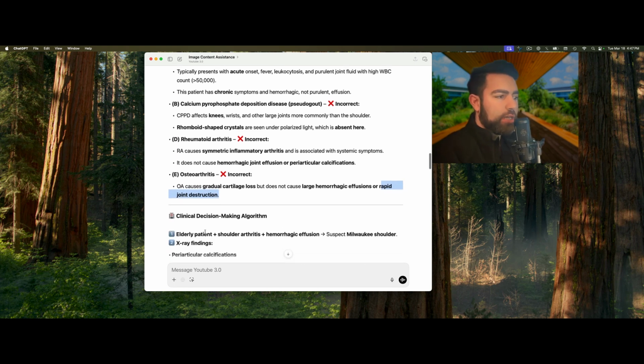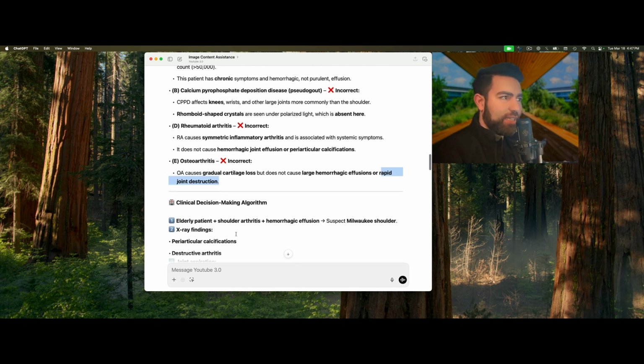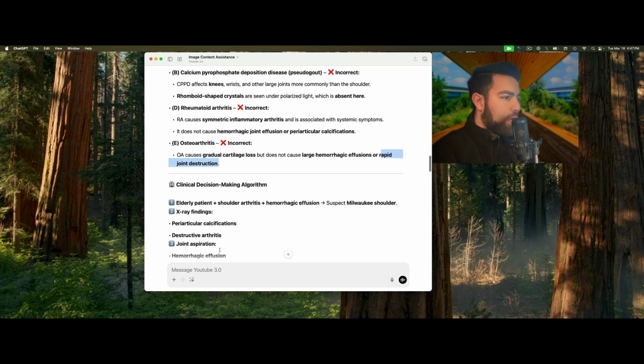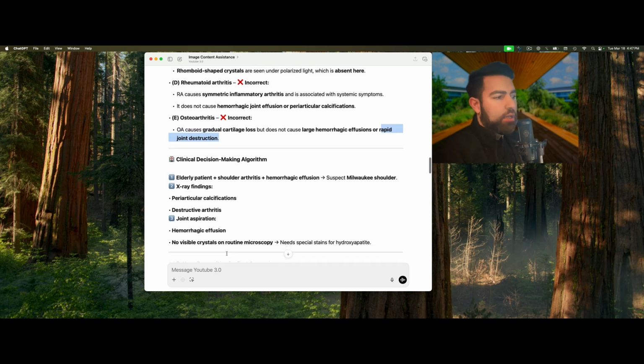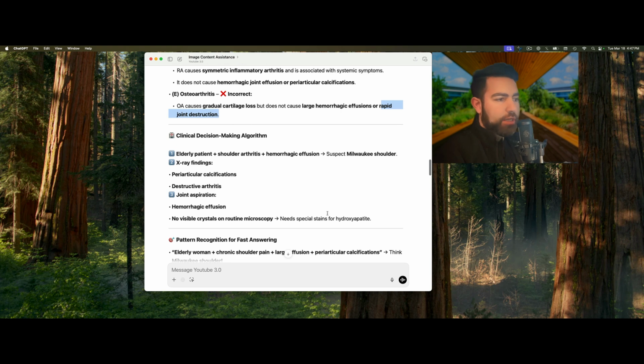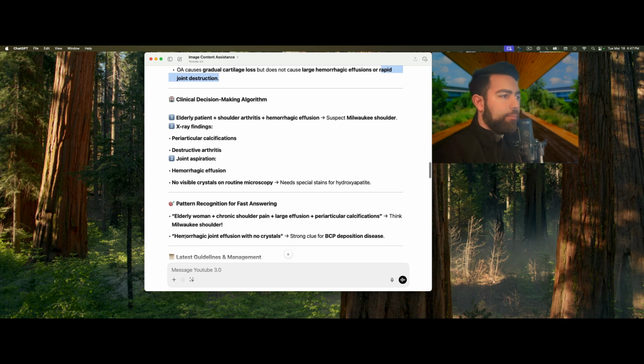So when you see an elderly patient with shoulder arthritis with hemorrhagic effusion that presented rapidly, suspect Milwaukee shoulder. And Milwaukee shoulder is a basic calcium phosphate deposition. It's different from pseudogout, which is the calcium pyrophosphate deposition disease. The X-ray findings are the periarticular calcifications and a significantly destructive arthritis. And when you aspirate the joint, you find a lot of hemorrhage. There won't be crystals on the routine microscopy. It will actually need staining for the hydroxyapatite.